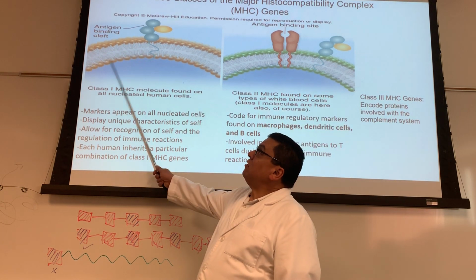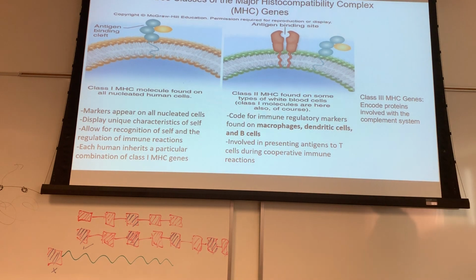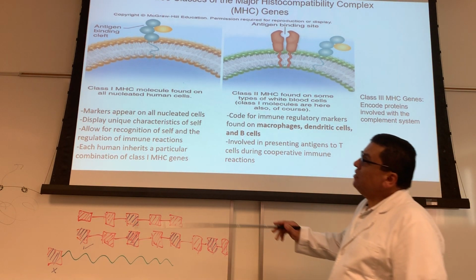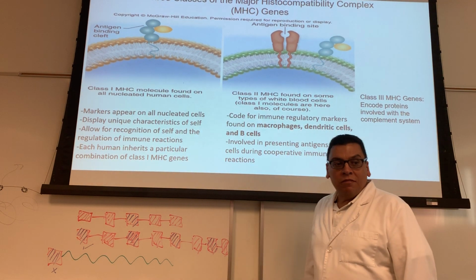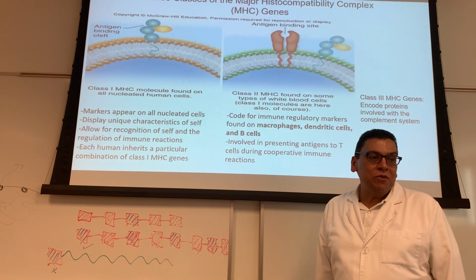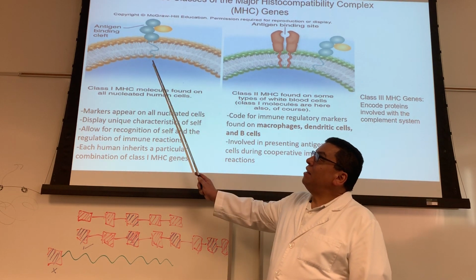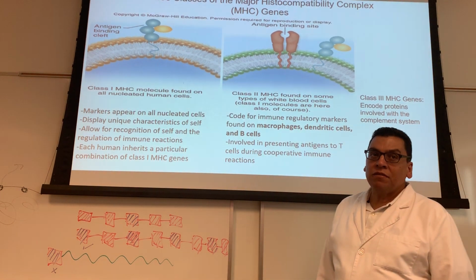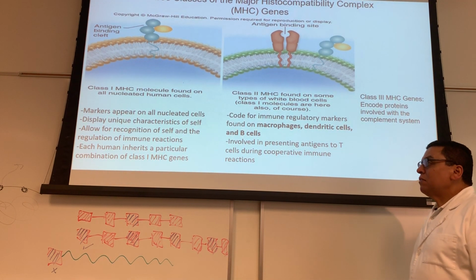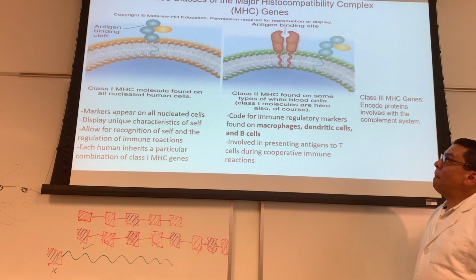So all your other cells have MHC1 and they mark you for who you are. Remember, your immune system is going to check this out. Yeah, that's Dr. Saad, leave him alone. Thank you. So I don't have autoimmune disease, right? The time it doesn't recognize that, then it starts attacking my host cells, then I will have autoimmune disease. And sometimes that happens. It forgets the lesson that it learned.